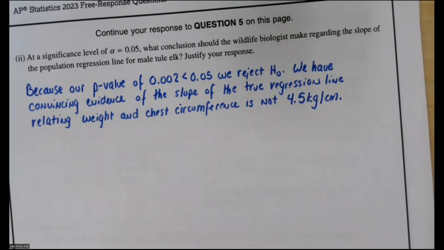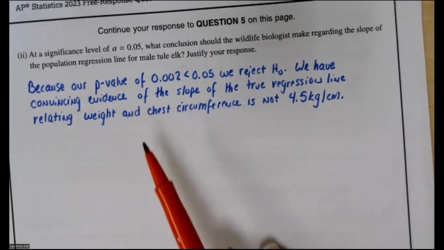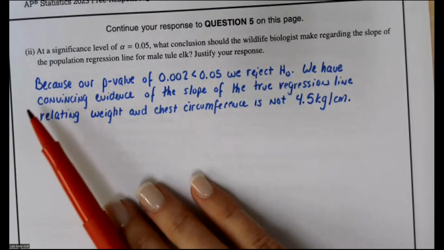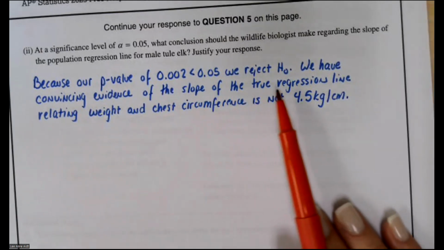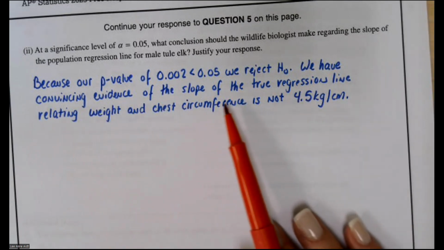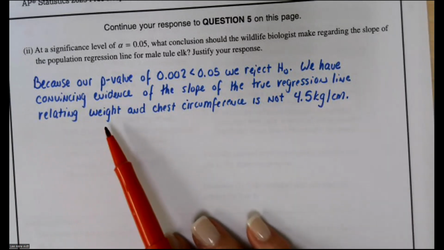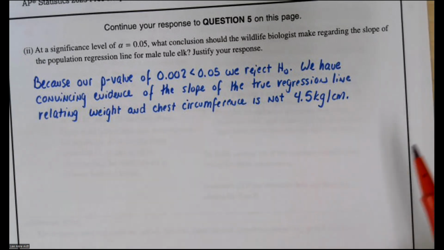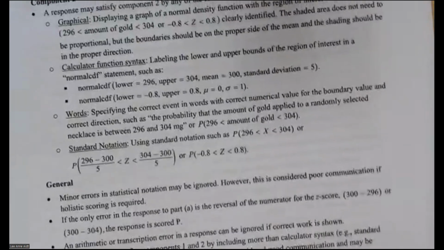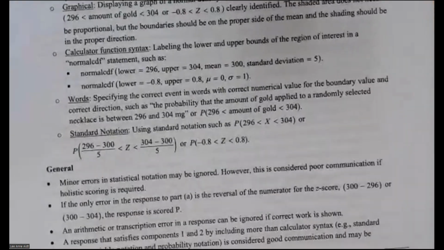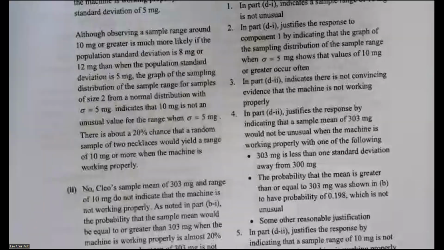Okay, real quick, let's just go over my sentence. We only have a couple minutes. Because our p-value is less than alpha, we reject. We have convincing evidence the slope of the true regression line relating blah, blah, blah is not 4.5. Okay, number 6, we're gonna have to go speedy here.